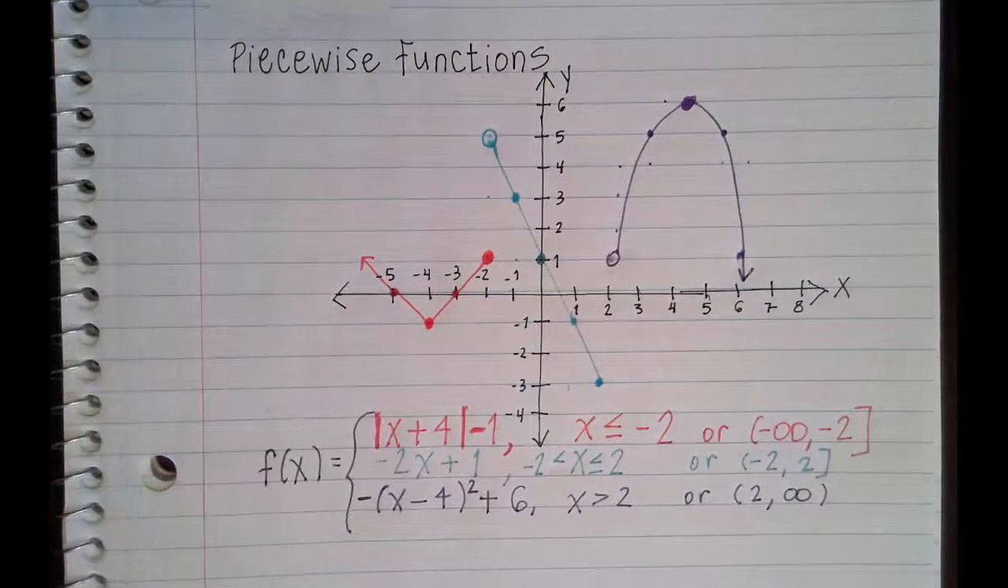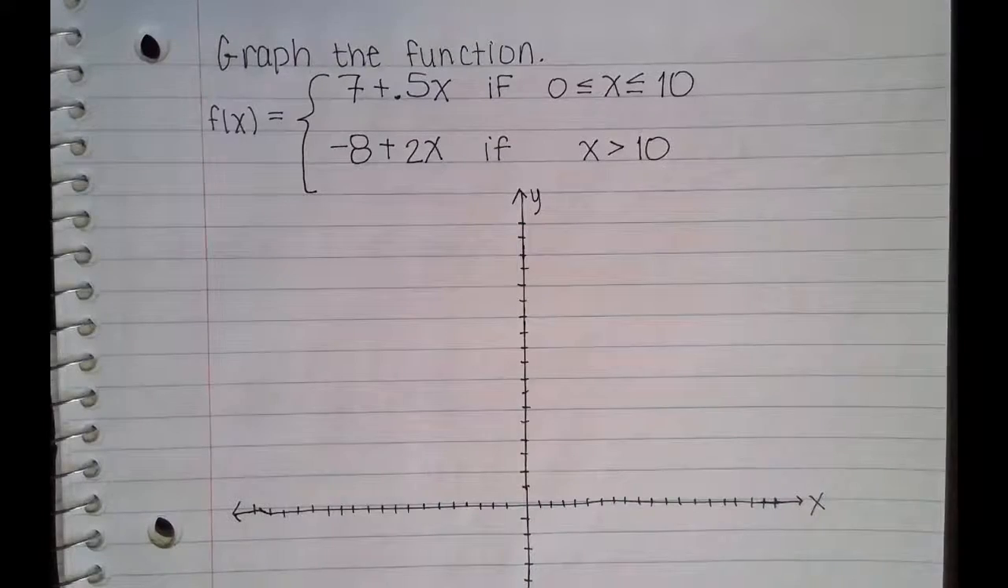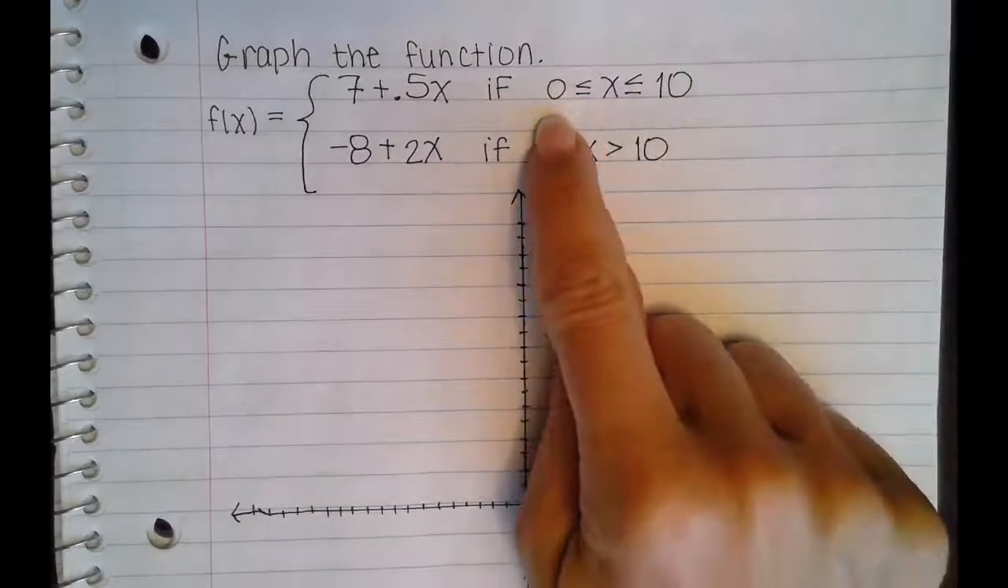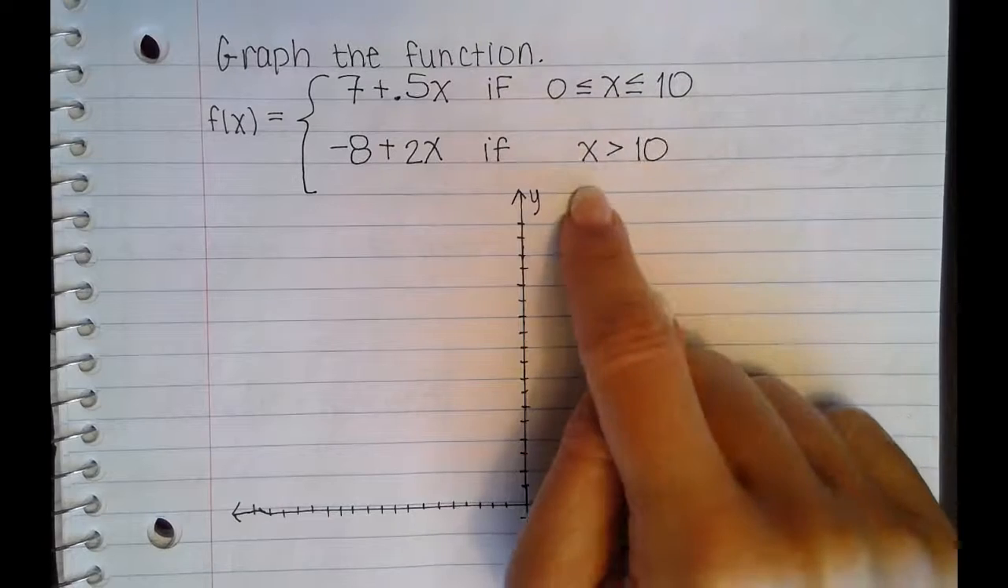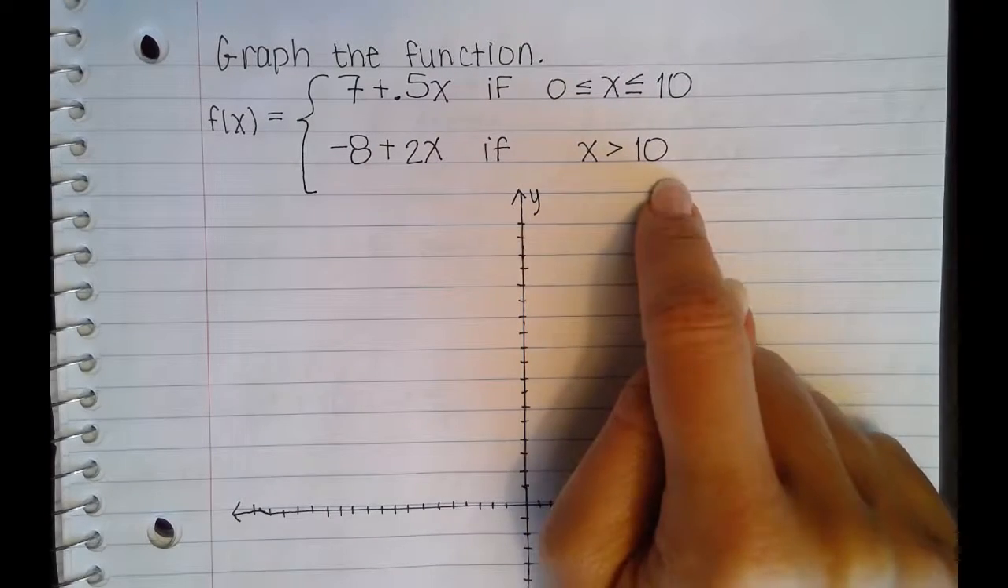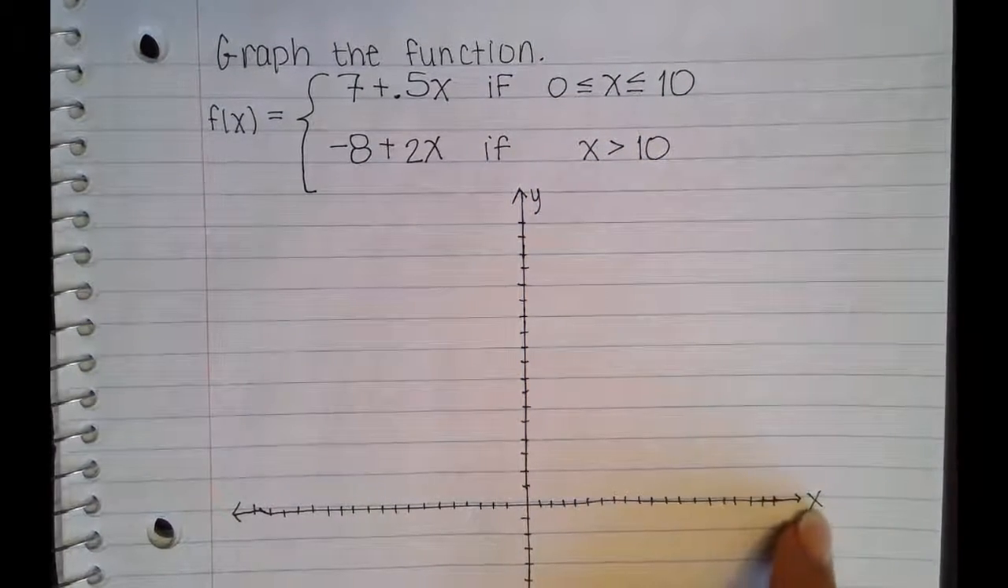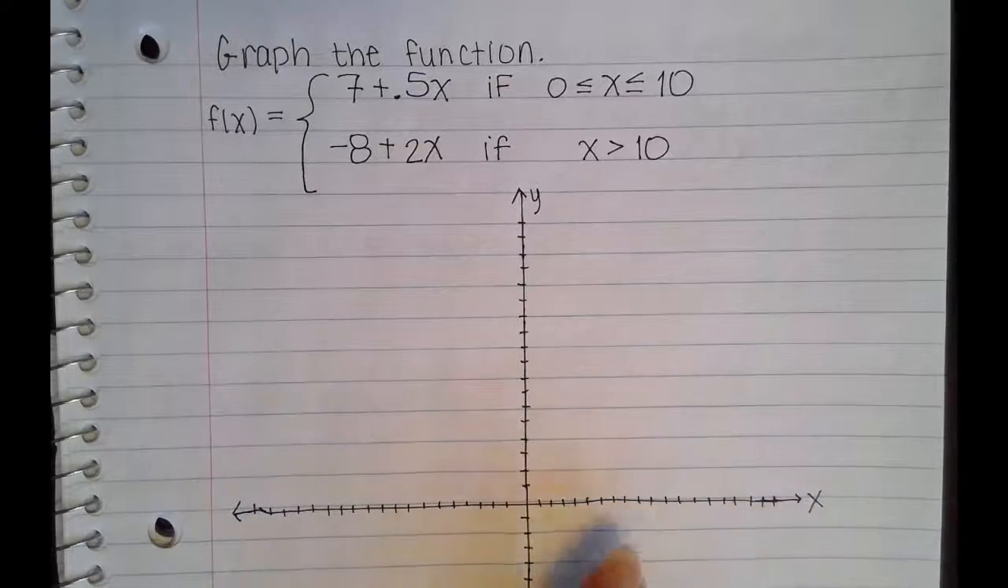So let's say we were being asked to graph this function right over here. First thing I like to do before I even draw axes, more often than not, is just look at what I'm working with and look at the restrictions I'm given. I'm being asked to graph this first piece between 0 and 10, and the next piece when x is greater than 10. Now I went out about 19 over here. I really don't need any of this, and hopefully it makes sense based on what you're given.